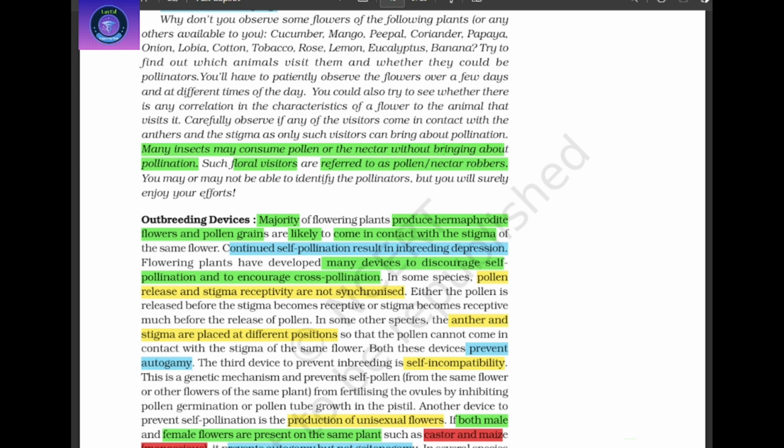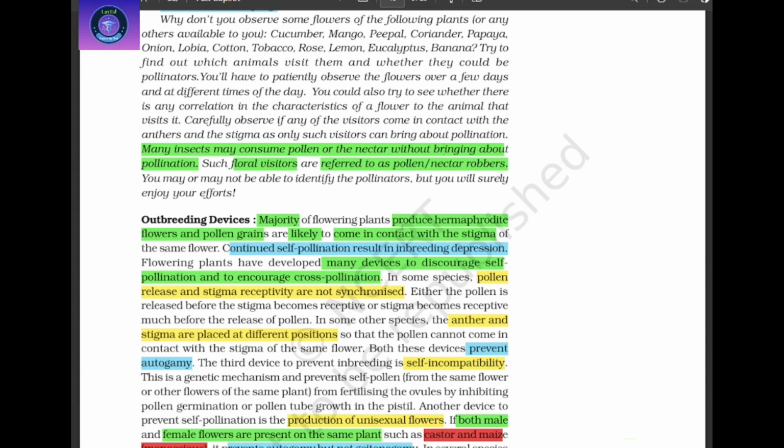Okay. Look, what are outbreeding devices? Outbreeding devices are generally a process to promote cross pollination instead of self pollination. Why do they do so? Because continued self pollination results in inbreeding depression. Okay. Now look at what is given from the very first.